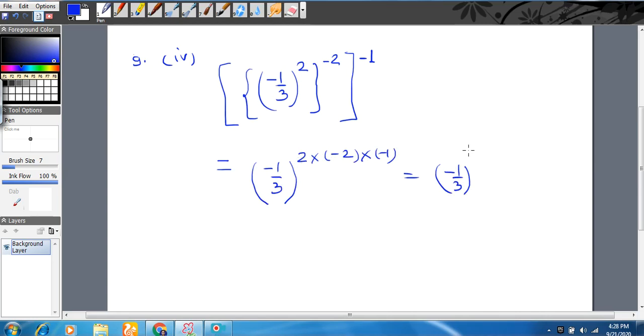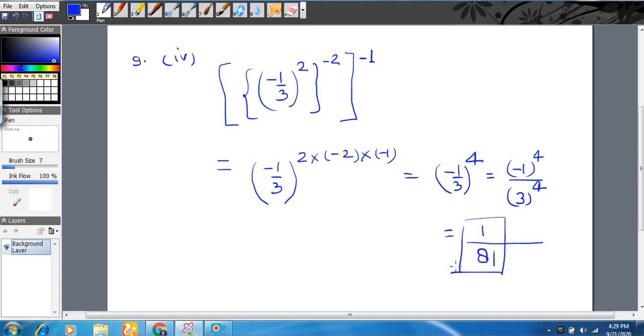So multiply these values, you get 2 2 ja 4, 4 1 ja 4, and there are negative signs 2 times, so we get the positive value. Again minus 1 upon 3 whole power 4 means apply the exponent to both the numerator and denominator, it is equal to 1 upon 81. This is the answer of the fourth part, 1 upon 81. So question 9 is completed, students. Move to the next question.